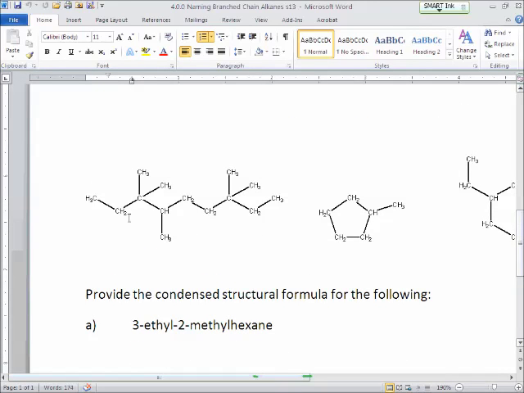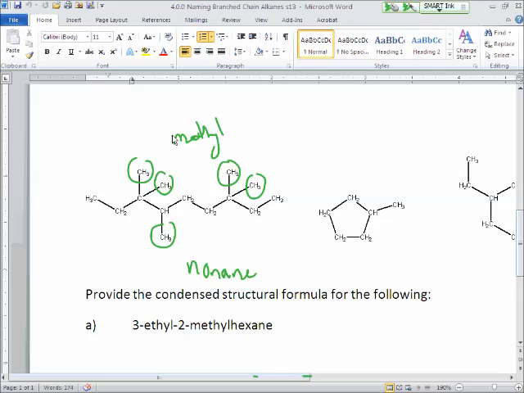Back down to here. Okay, let's take a look at this one. Longest chain, has anybody found it? 9? 1, 2, 3, 4, 5, 6, 7, 8, 9. I didn't do anything exciting, like go down around the corner. Yeah, it's looking like 9. So again, base name, nonane. Now my groups. Goodness gracious. Look at all these groups here, or these branches. What are they all branch examples of? They're methyl groups.